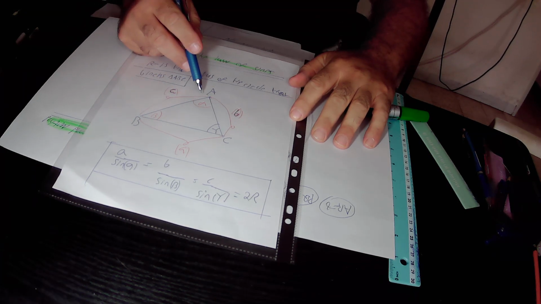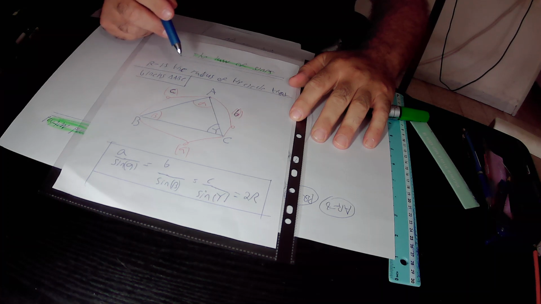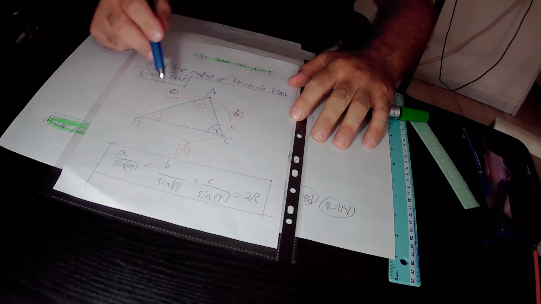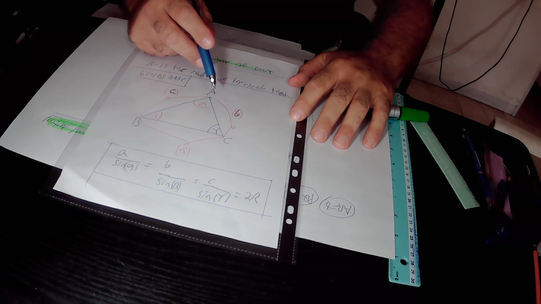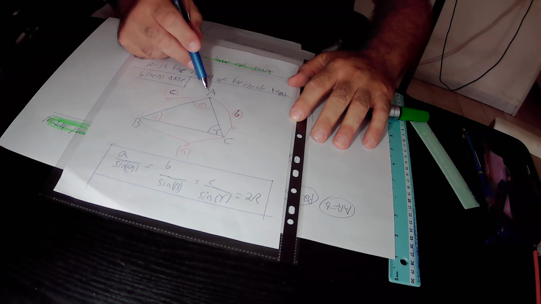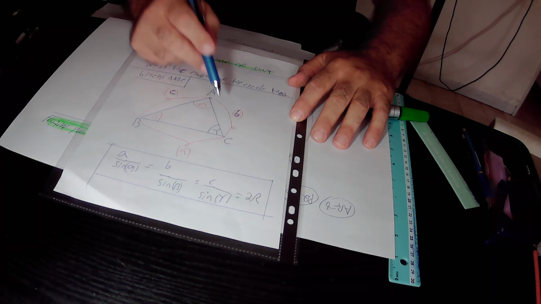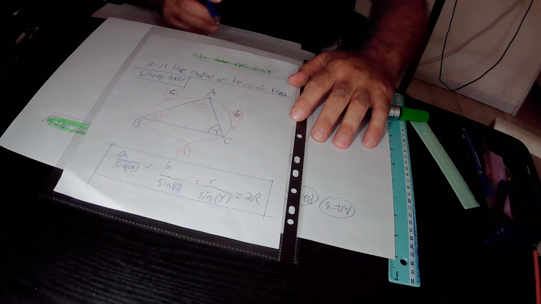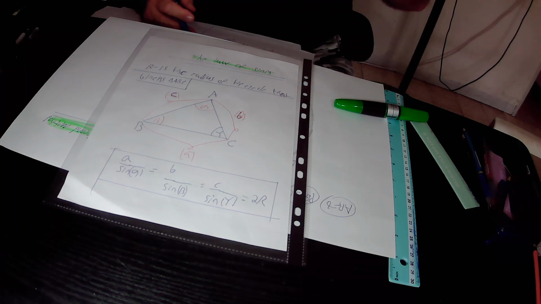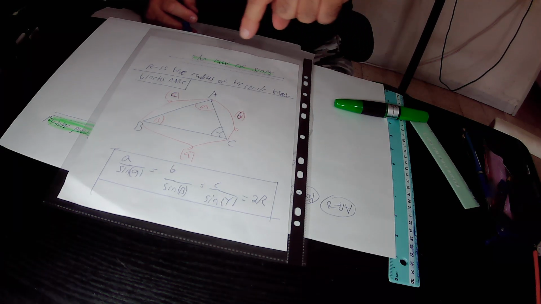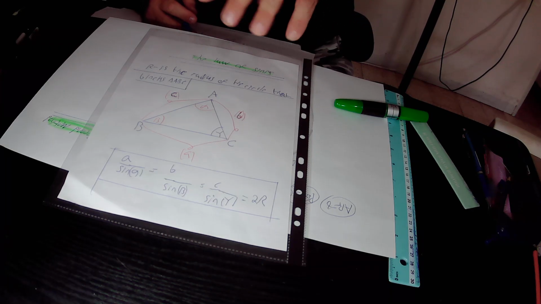A over sine alpha equals B over sine beta equals C over sine gamma equals 2R. And 2R is the diameter of the circle that encloses this triangle.